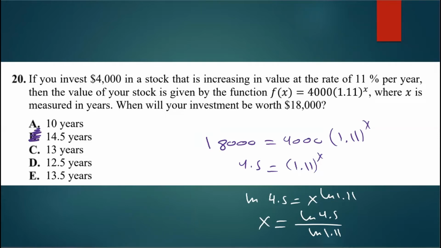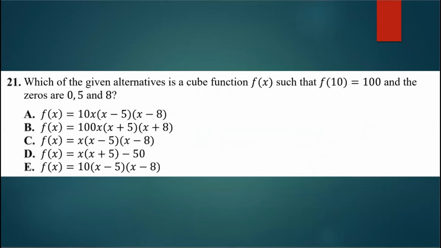Okay, we have 20 questions. Nice. Which of the given alternatives is a cubic function? F of x means the third degree. So definitely it is not this one. It's like, no, only x squared here.